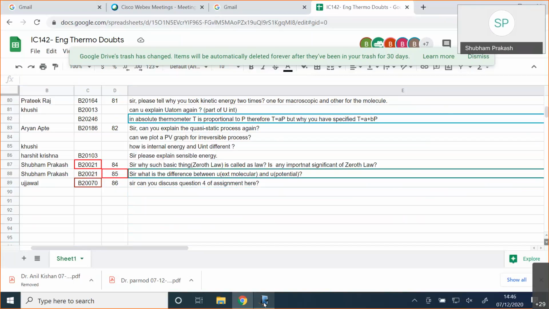Ujjwal is asking, can you discuss question 4 of the assignment here? It will be good if you speak out your doubt in question 4, because I don't have the assignment with me at present. Ujjwal, can you please specify your doubt, because I don't have the assignment with me at present.